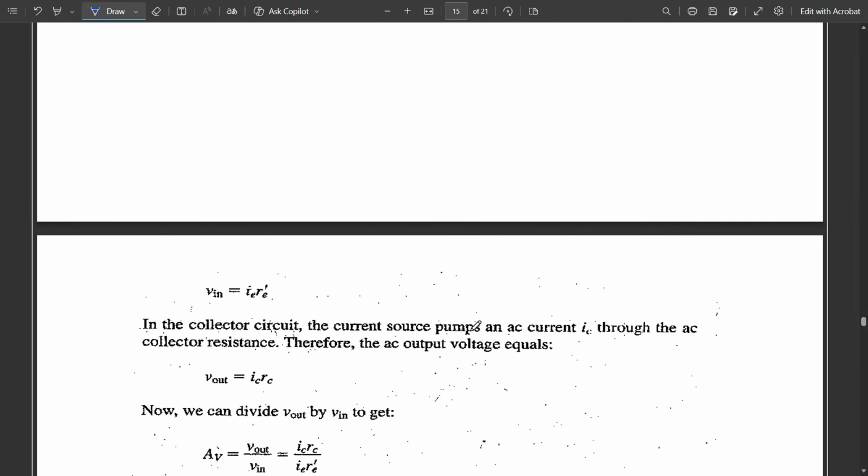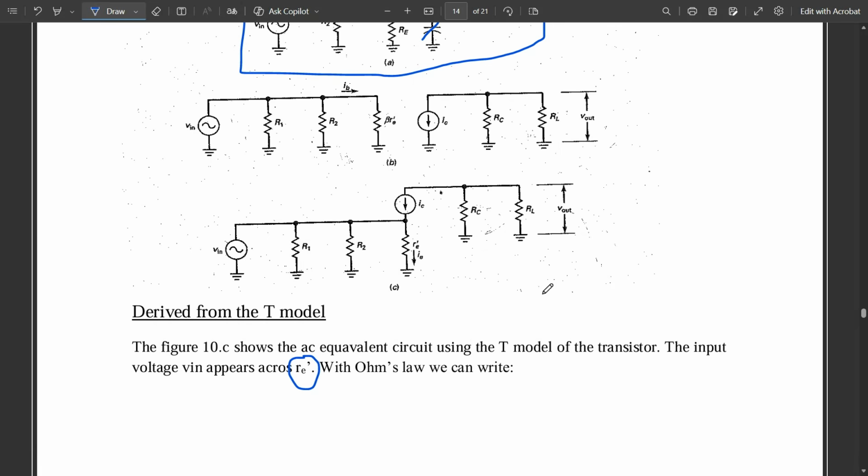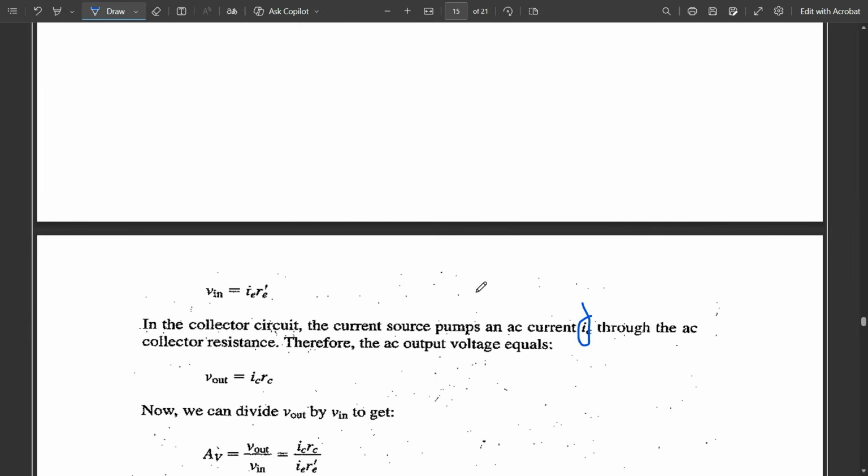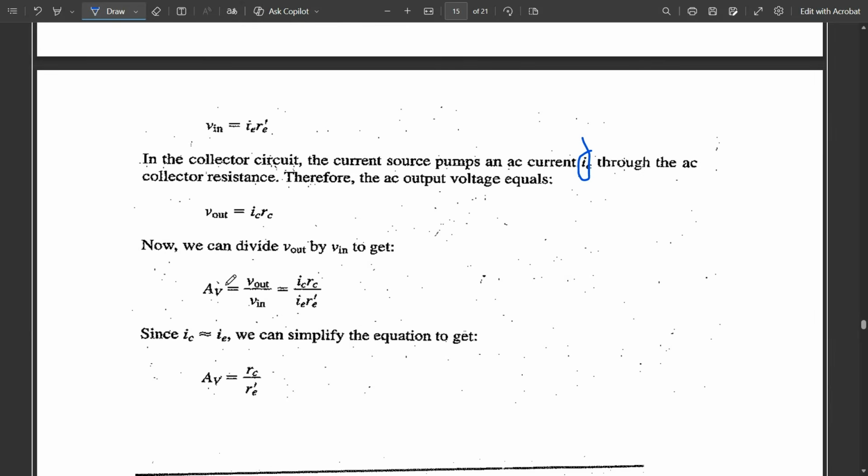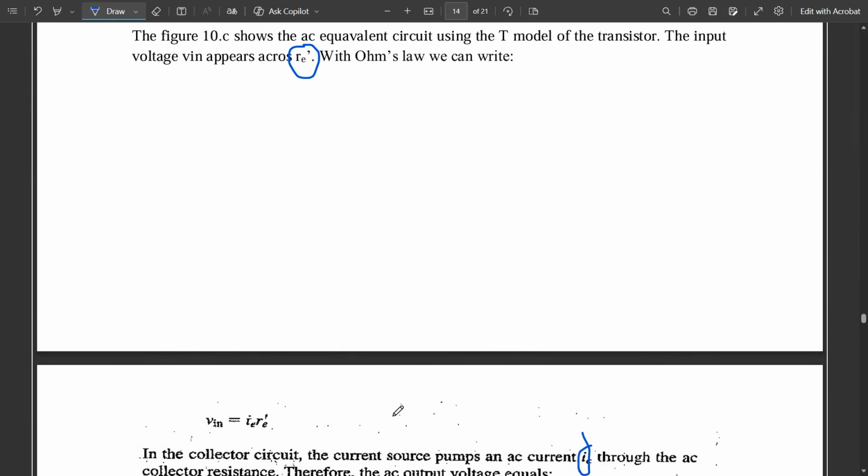And in the collector circuit, the current source pumps an AC current IC through the AC collector resistance. Therefore, the output voltage V out is equal to IC into rc. Now divide V out by V in, that is IC into rc divided by IE into RE dash. Since IC is nearly equal to IE, we could cancel IC and IE here, and we would be left with the voltage gain for the T model: AV is equal to rc, the AC collector resistance, divided by the AC emitter resistance RE dash. Okay, so this is the voltage gain in terms of the T model.